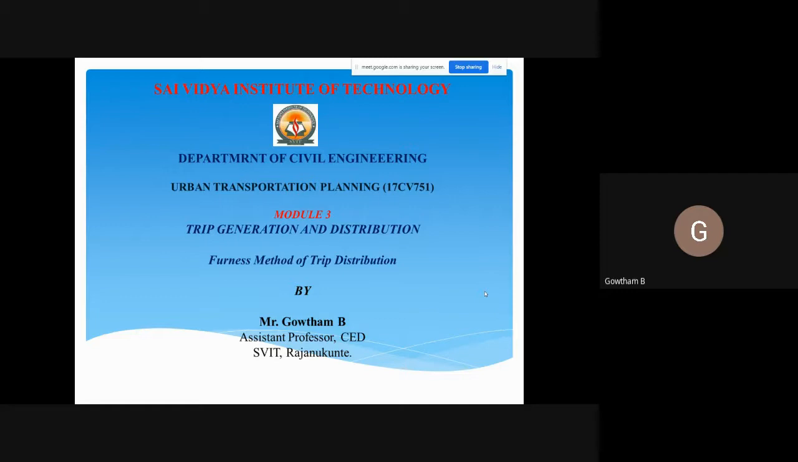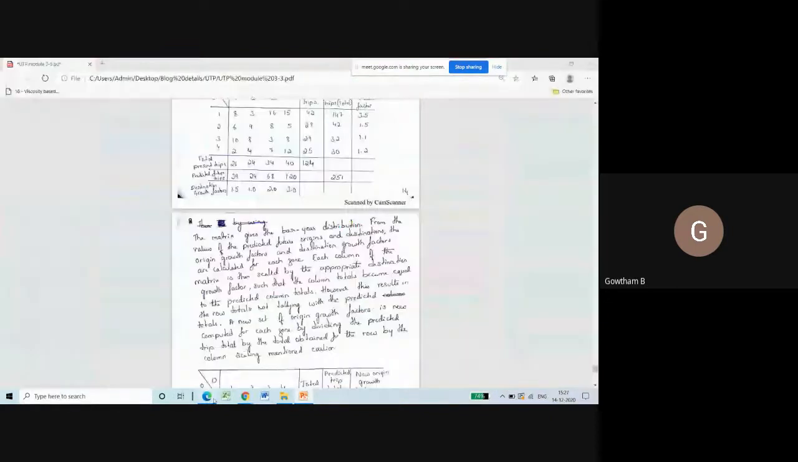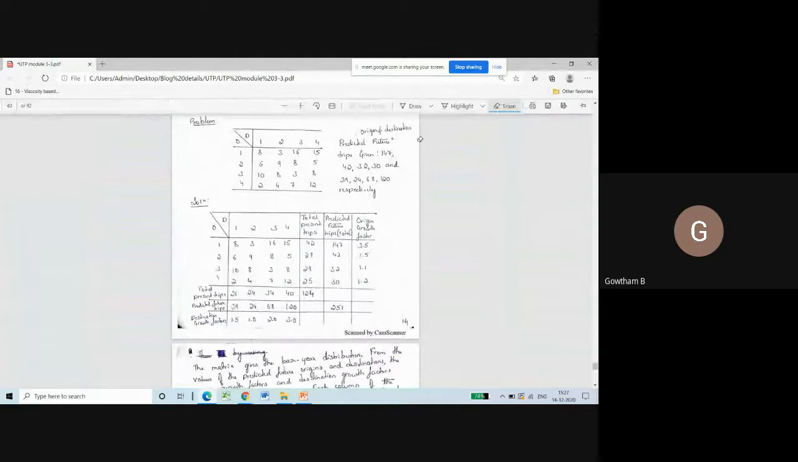In this session, I am going to discuss trip distribution using the Furness method. Now let us take one example to understand this concept. Here is a problem. The problem is like this.